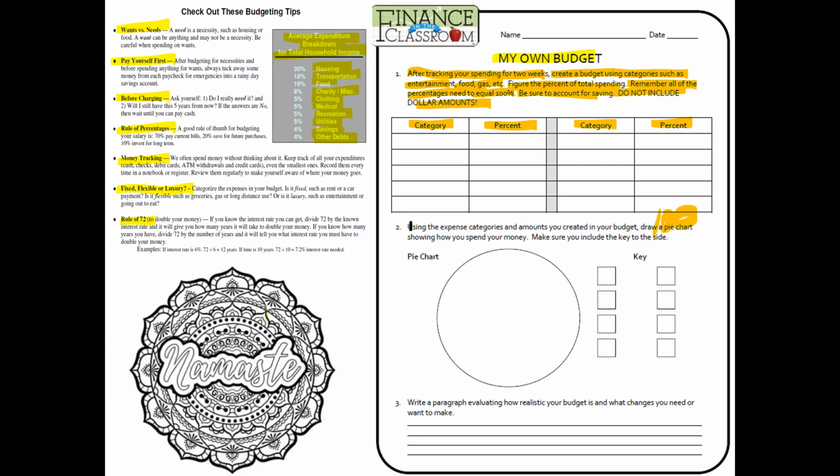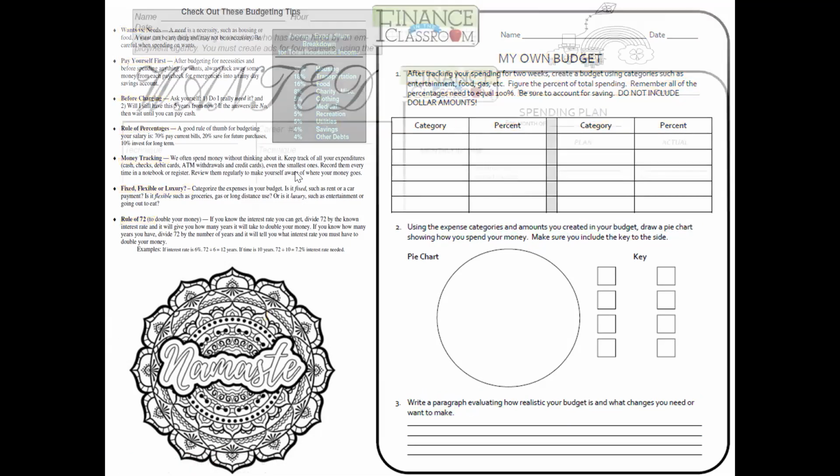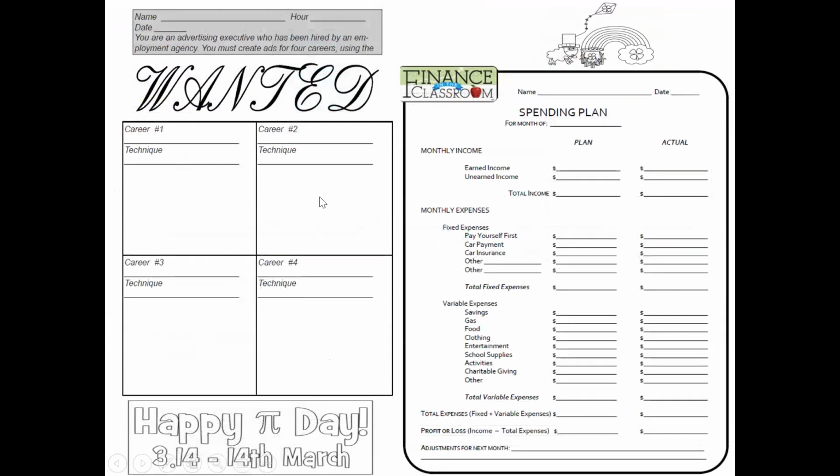After you do that, using the expense category amounts, create a budget and draw a pie chart showing how you spend your money, and make sure to include the key to each of the sections. Afterwards, give me a paragraph evaluating how realistic your budget is and what changes you need to make. Then after that, we're going to focus on the backside of this.